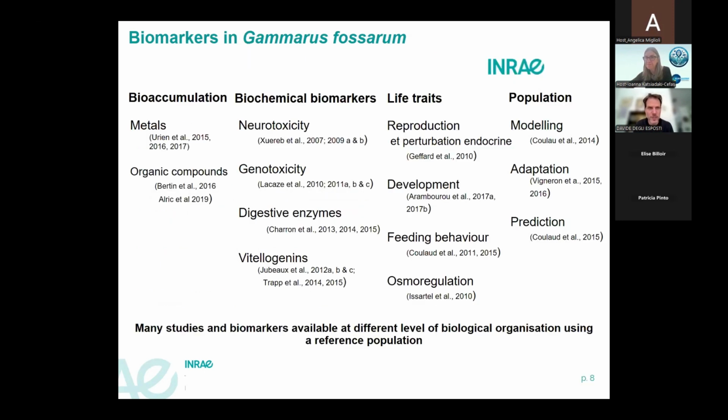And in fact, for this species, our group and other groups have already developed a number of biomarkers, such as, for example, the measure of chemicals in the body, so measures of bioaccumulation of different contaminants, different biochemical biomarkers indicative of neurotoxicity or genotoxicity, reproduction, and different toxicological biotests based on life traits like reproduction, reprotoxicity tests, and feeding behavior, for example, up to the extrapolation of these traits to population level through modeling.